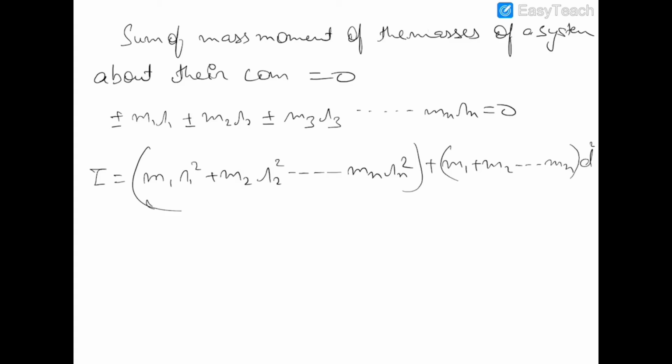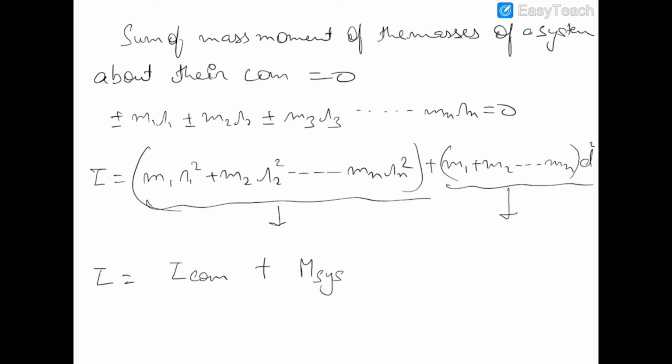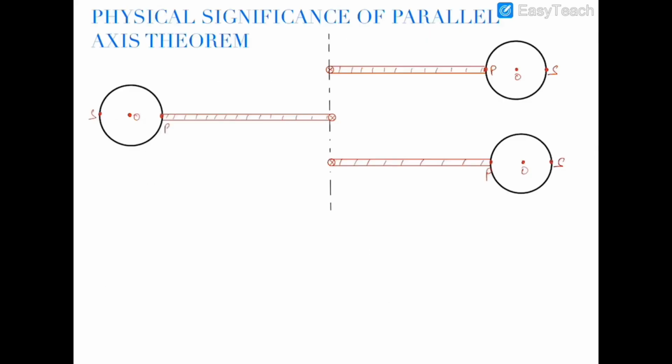Now you can see that this term is the moment of inertia of the system about the center of mass axis, plus this term is m system into d square. So this is the parallel axis theorem. Now let us see why we write this parallel axis theorem and what is the physical significance of this parallel axis theorem. To understand this, we are considering a rod which is massless.